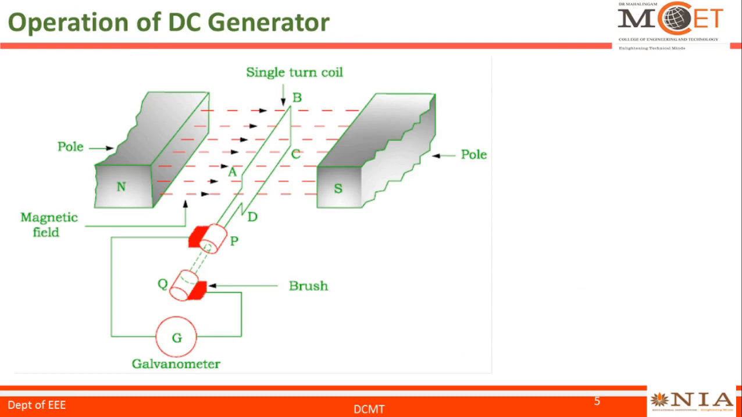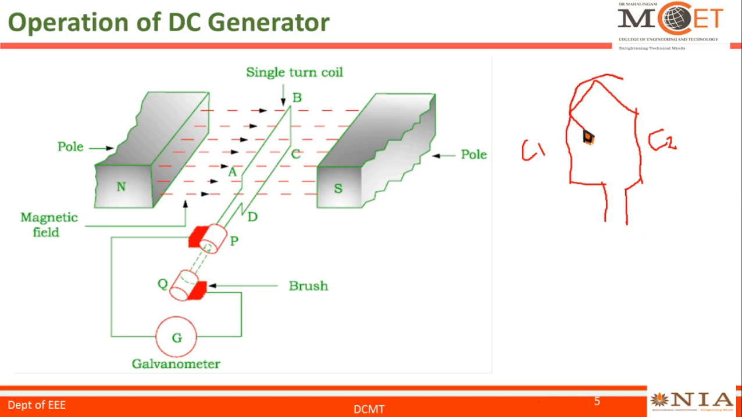In order to understand the operation of a DC generator, let us consider a simple DC generator with a single turn coil. Let us draw the turn. Each turn consists of two coil sides. One is coil side 1. Coil side is also called a conductor. Coil side 2. This refers to the back end connection of a coil. This implies the front end connection of a coil.